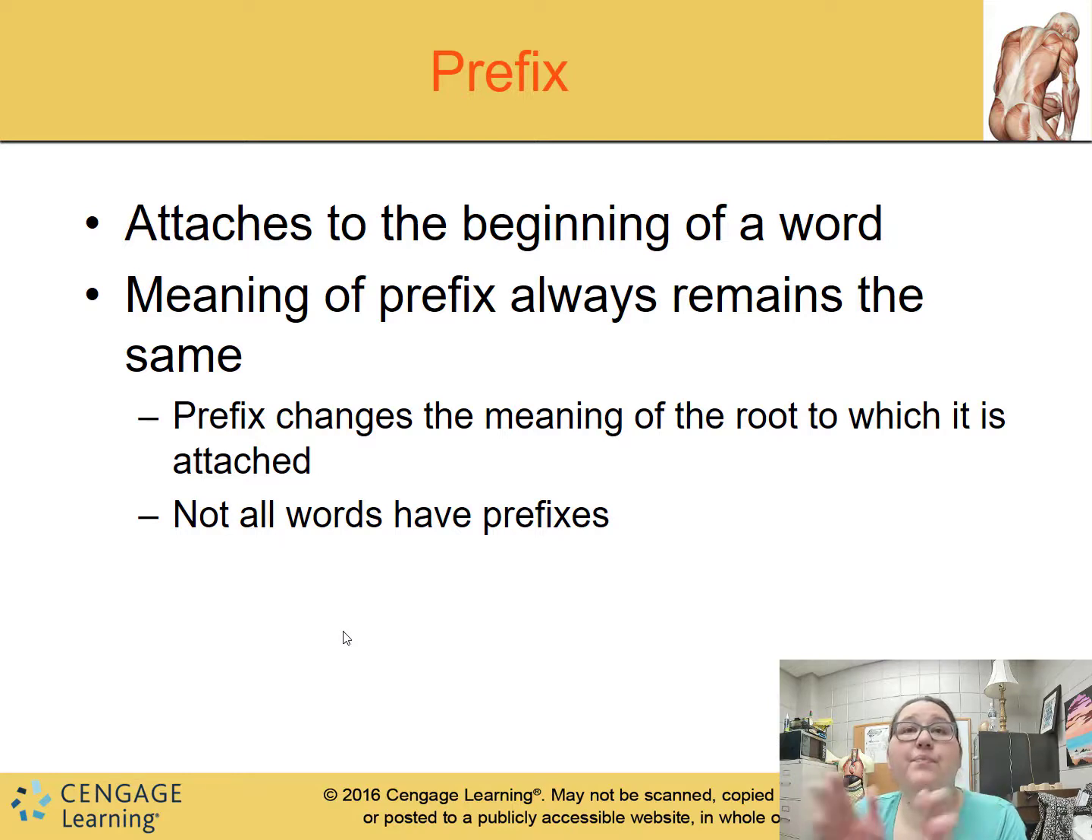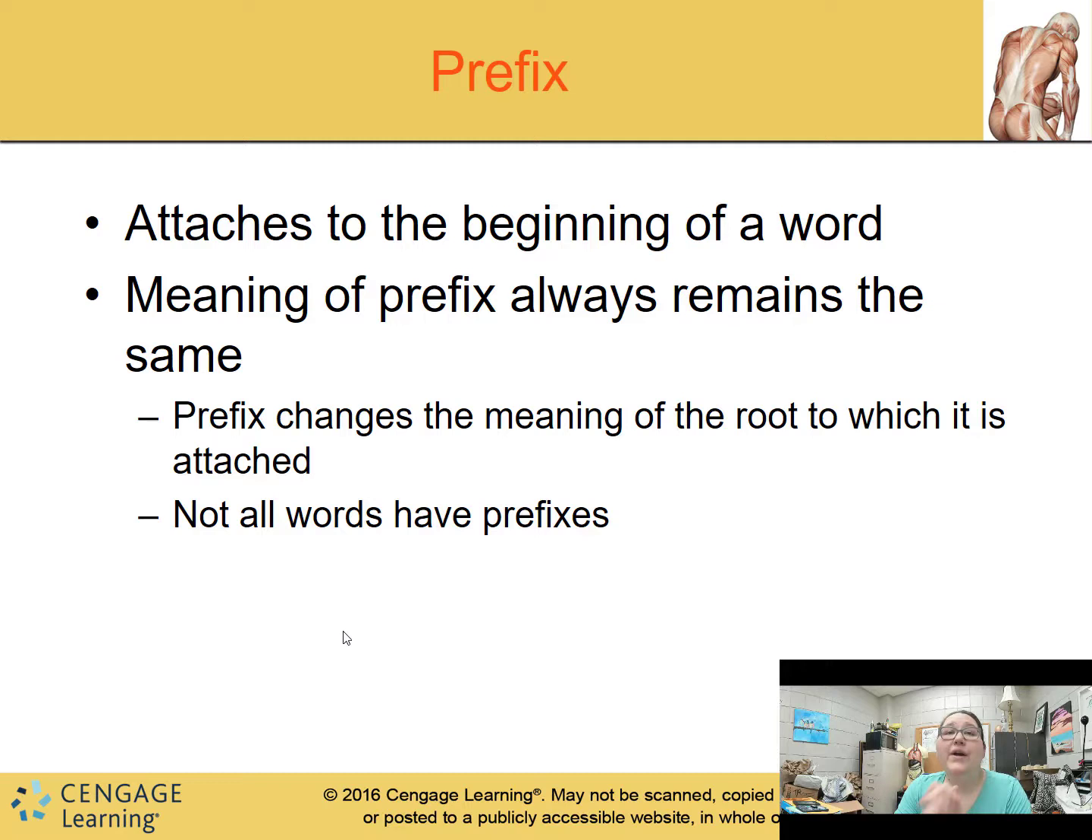Okay, prefix always attaches to the beginning of a word. I'm going to give you two rules that I really want you to write down if you're taking notes. First one, prefixes never get a combining vowel. Never. Remember, word roots are the only ones. Suffixes don't even get it. A suffix can determine whether we need one or not, but the suffix itself does not get a combining vowel. So, prefix never gets a vowel.